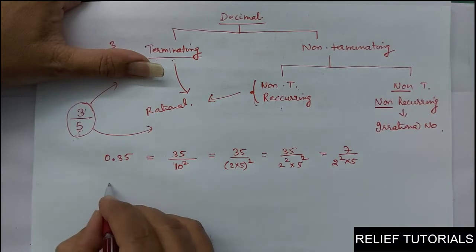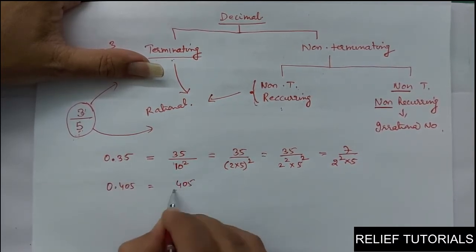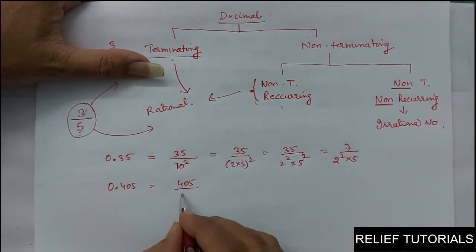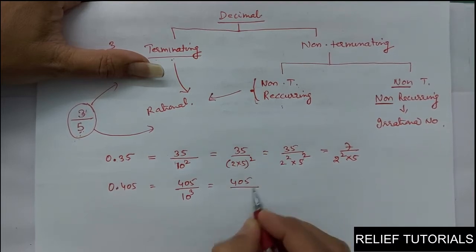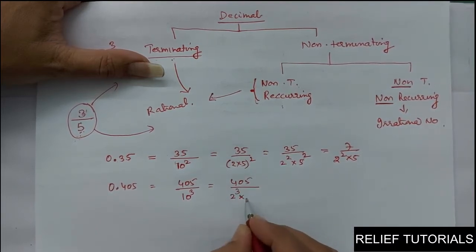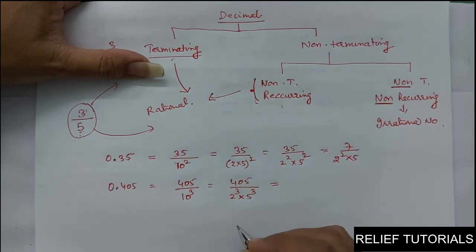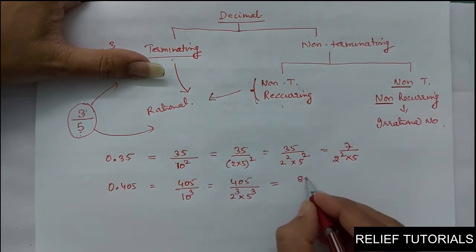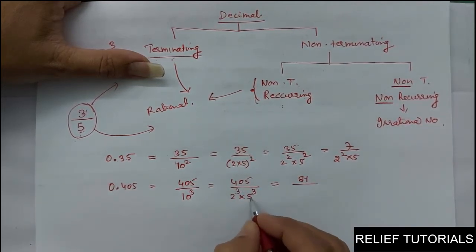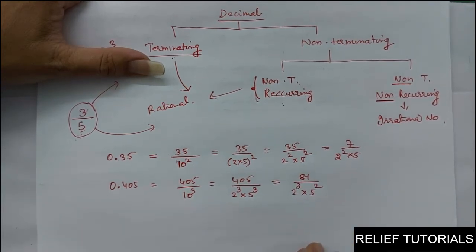Same thing if I write one more decimal, 0.405. So I can write 405 upon, 3 decimal places, 10 raised to 3. So this is 405 upon 2 raised to 3 into 5 raised to 3. So I can cancel the 5. 5 how many times here? 5 times 81 is 405. So one 5 will go, leaving 81 upon 2 raised to 3 into 5 squared.